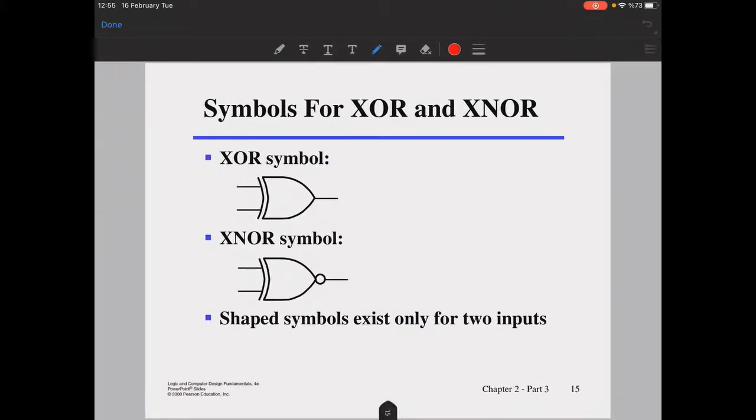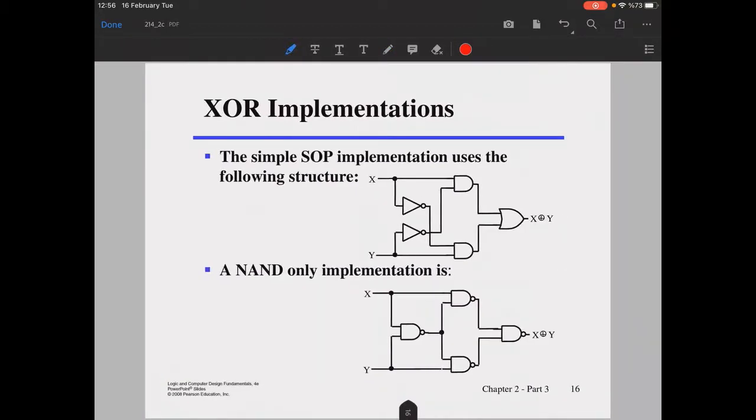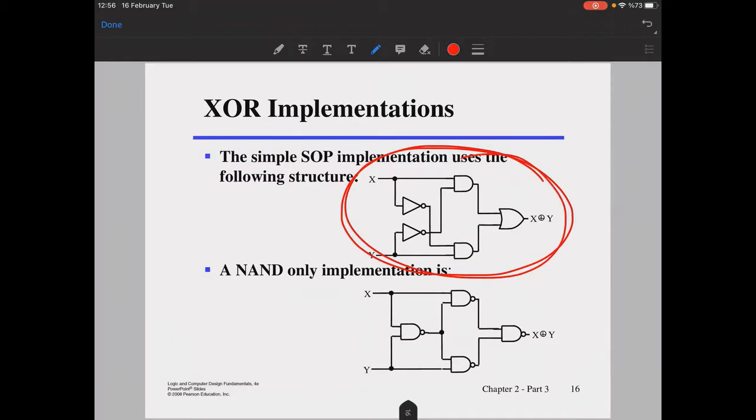So here is your XOR symbol in the circuit, and here is your XNOR symbol in the circuit. This shape symbol exists for only 2 inputs. If you want to have 3 inputs, as I told you, you need to cascade them. The simple sum of products implementation uses the following structure. If you want to build this XOR gate with your simple gates, you will have something like this. You remember X, not Y, C. And this is the implementation of this one.